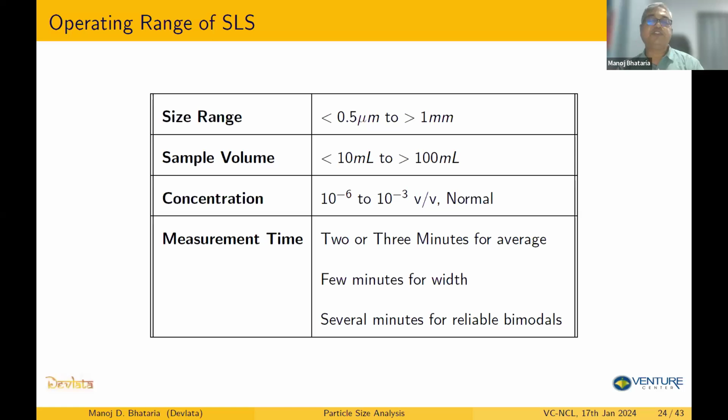Concentrations are not that much of an issue in this case. You can measure at different concentrations too. The measurement time is fairly small, but if you have huge widths or say bimodals, you might like to run the analysis for a long time for the results to become stable. In these instruments, when you start measuring, the intensity at the various angles is shown on the screen. Once the intensities remain stable, you can stop the analysis, and whatever calculations the software is supposed to do, you can ask the software to calculate and give you the results.